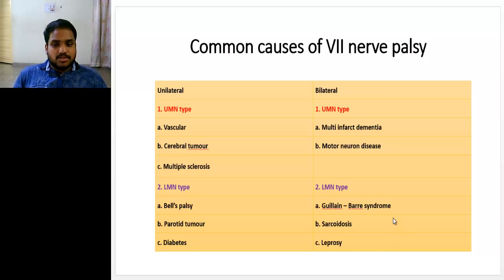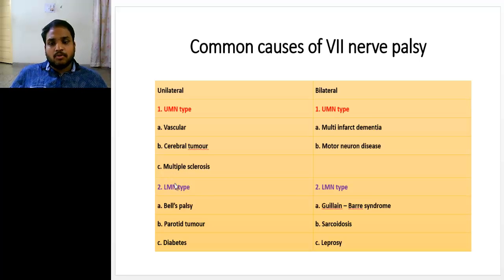Now this is another question which is usually asked by the examiners. What are the common causes of seventh nerve palsy, right? We can divide it into two, that is unilateral as well as bilateral facial nerve palsy. In case of unilateral facial nerve palsy, it can be UMN type and LMN type, lower motor neuron type. So what are the upper motor neuron causes? That includes the vascular cause, that is stroke, which we usually see, and cerebral tumors and multiple sclerosis are all causes for the upper motor neuron type, right?